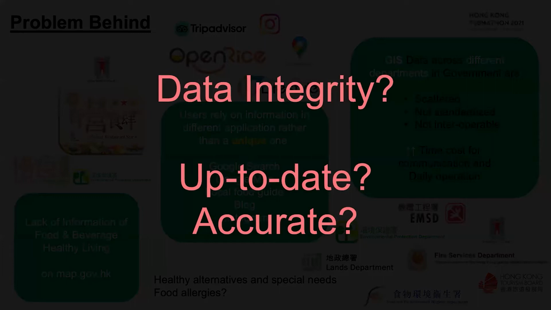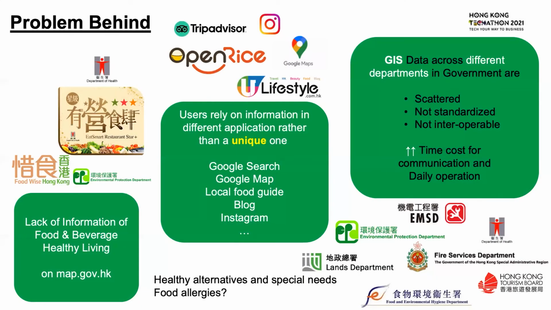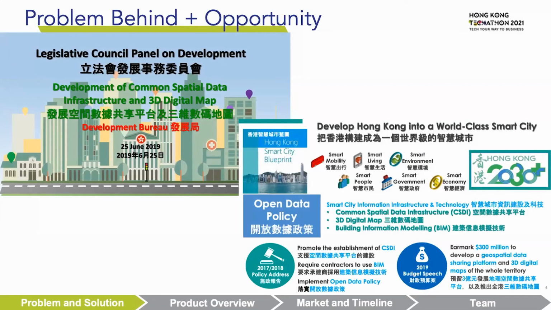Is such information accurate and up-to-date? We don't know, but these GIS data are needed for daily operations in different departments. And in the 5G generation nowadays, this is not smart enough as it takes time and cost. What if we relate it to the CSDI and make the city smarter?